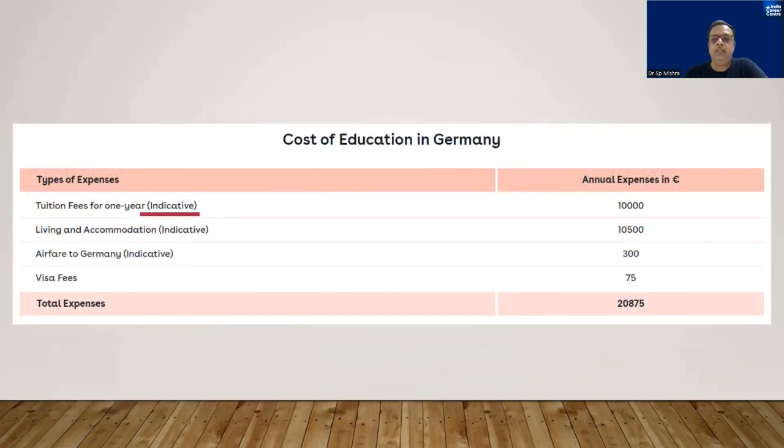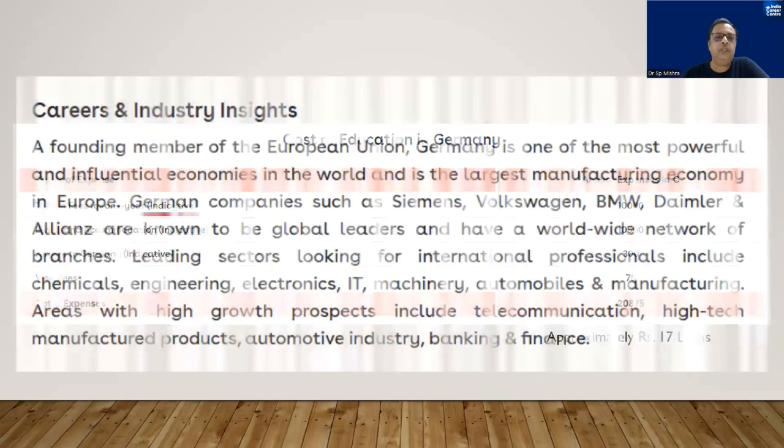The cost again is approximate. These are admissions into the popular universities in Germany, not exactly into the government universities, because getting into a government university is very challenging because of the relative competition which is there. Okay.